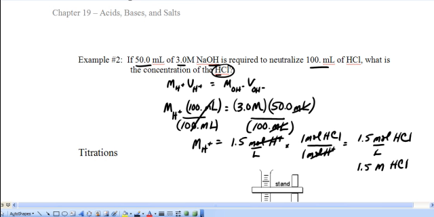All right. So that's how you do these types of questions, where you simply use your equation, see what you know, see what you don't know, what you are trying to solve for, and just do a simple multiplication or division problem. Okay? In the next podcast, we're going to take a look at the lab technique that we used for determining unknown concentrations, and that technique is called a titration.